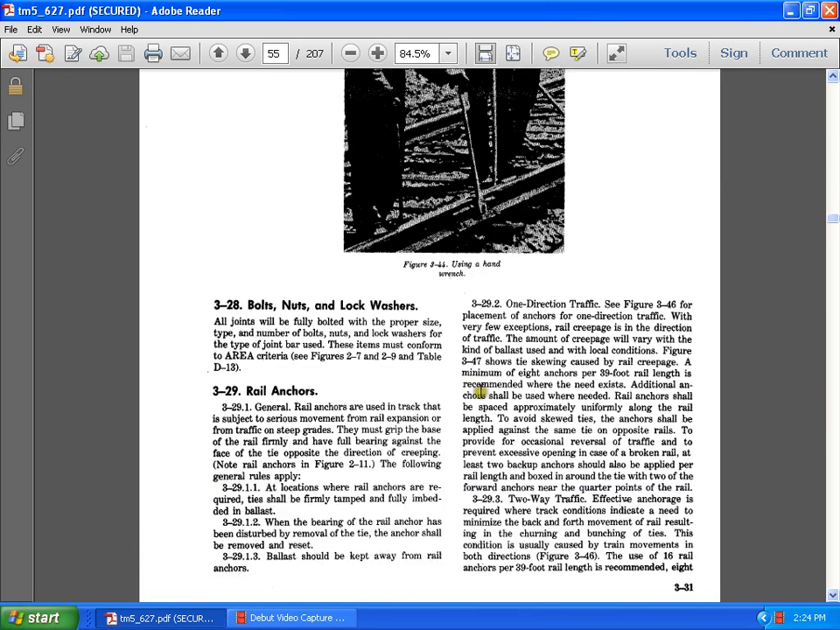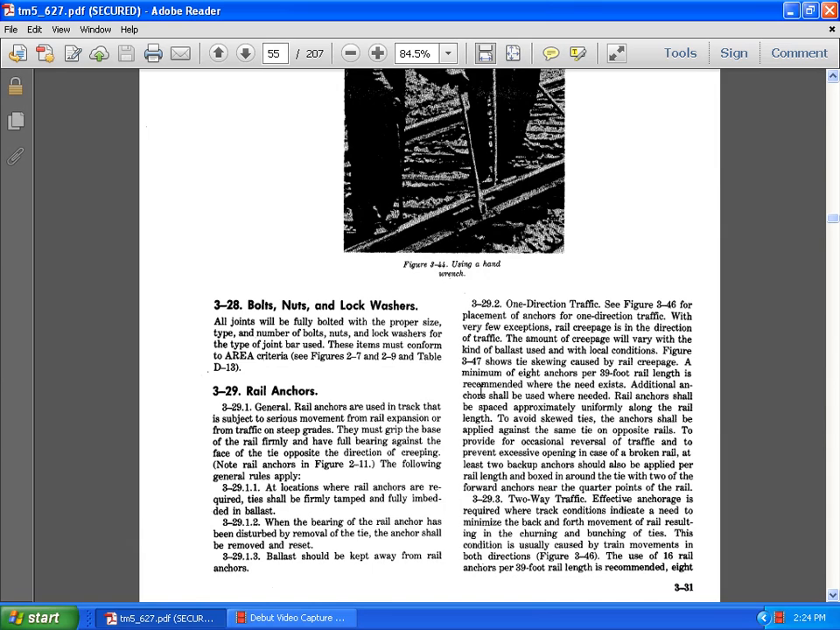329 Rail anchors. 329.1 General. Rail anchors are used in track subject to movement of the rail from expansion or from the traffic on steep grades. They must grip the base of the rail firmly and bear against the face of the tie opposite the direction of creeping. Note rail anchors of figure 211 in the following.